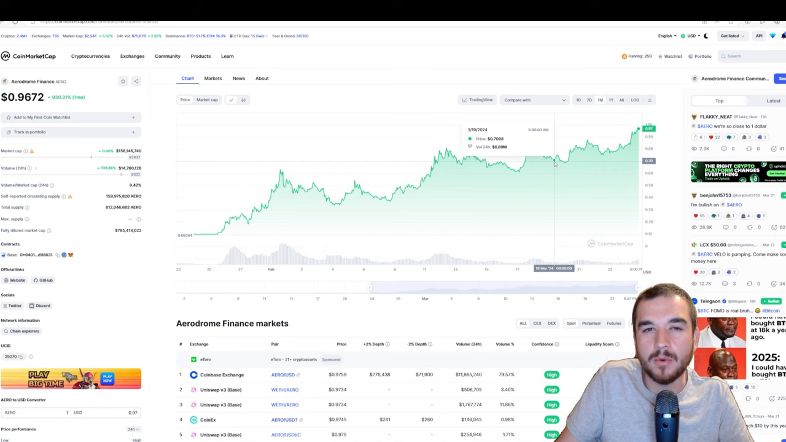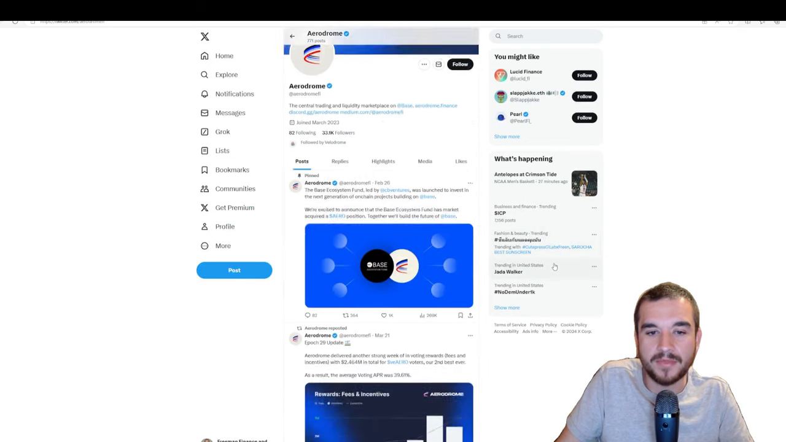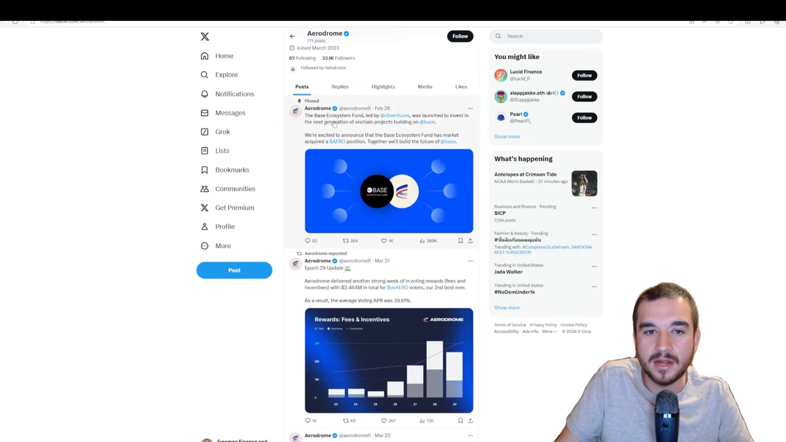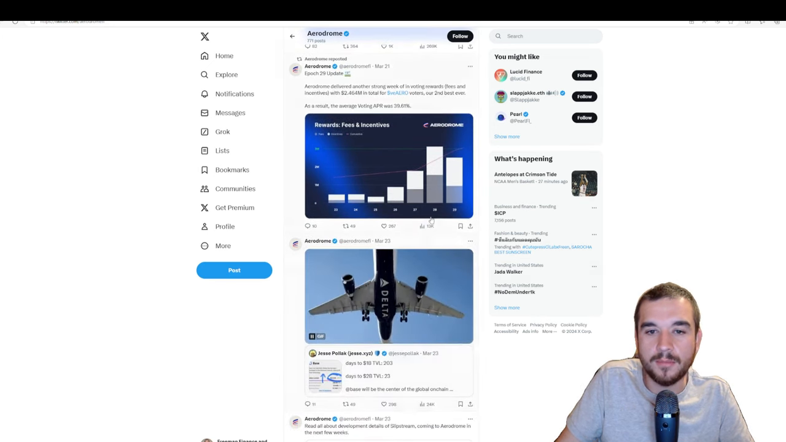But before that, I want to go over the activity, because one important thing with projects is how much activity they have. Are they dead on social media, or are they actually making improvements to get their name out there? As you can see right here, the Base ecosystem, led by Coinbase Ventures, one of the largest tier one exchanges, is posting almost daily.